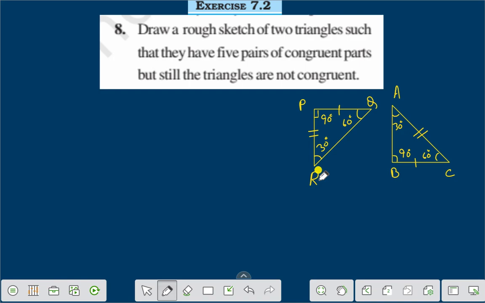Exercise 7.2, question number 8. What is that? Draw a rough sketch of two triangles such that they have 5 pairs of congruent parts but still the triangles are not congruent. Let us draw.